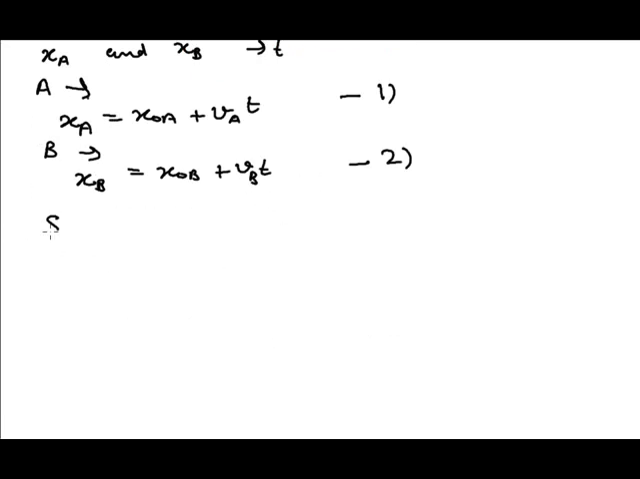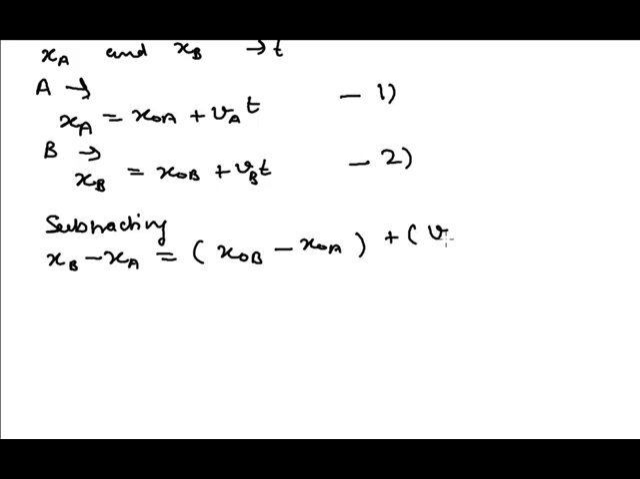Now, subtracting equation 1 from equation 2, we get xB minus xA is equal to x naught B minus x naught A plus (VB minus VA) t. Now, we label this equation as equation number 3.